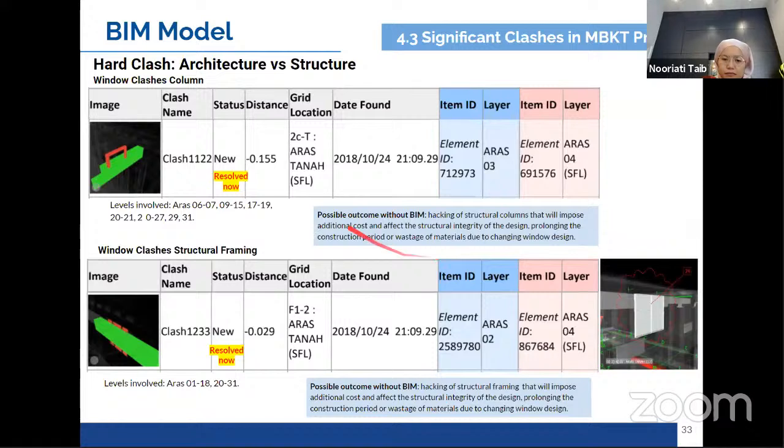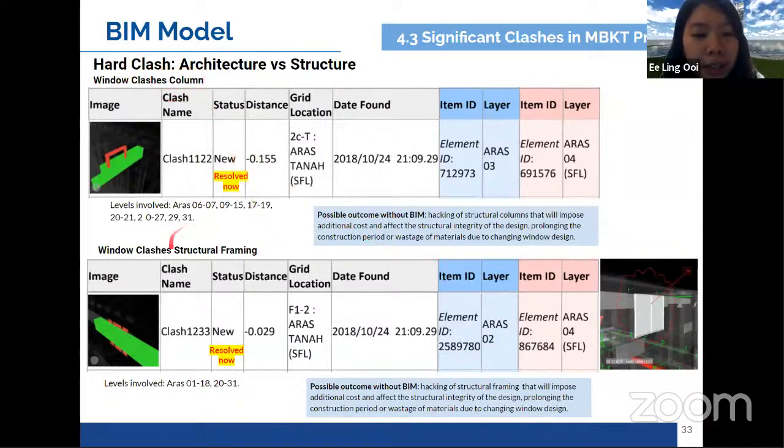So the next clash will be the window clashes with structural columns and beams. Again, this report was generated back in 2018, so it's currently resolved. And just to mention that all the clashes that we mentioned didn't impose additional costs on the BQ and construction costs because they were resolved before the construction phase.